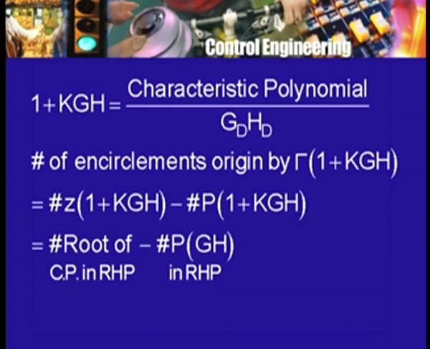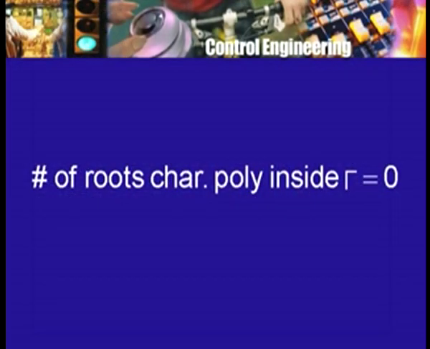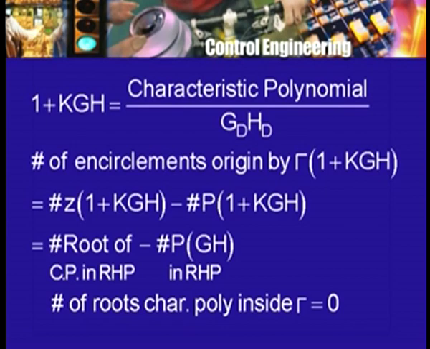Now, suppose we know, and as I said, we have to know something about the system, otherwise we really can't do much. We know that the GH transfer function has no poles in the right half plane. In that case, this number is 0. Now, if the number of encirclements is also 0, then you have 0 equal to the number of roots of the characteristic polynomial minus 0. Therefore, the number of roots of the characteristic polynomial inside the Nyquist contour gamma is going to be equal to 0. In other words, the characteristic polynomial has no roots inside the right half plane, and therefore, the closed loop feedback control system is stable.